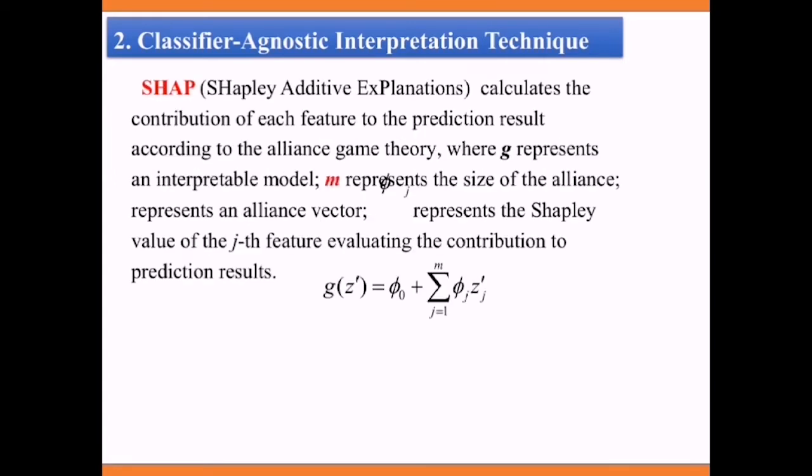And SHAP calculates the contribution of each feature to the prediction results according to cooperative game theory. The model interpretation of SHAP is shown in the equation, where G represents an interpretable model, M represents the size of the coalition, Z is the coalition vector, and phi represents the SHAP value of the J-th feature, which is used to evaluate the importance of the feature.